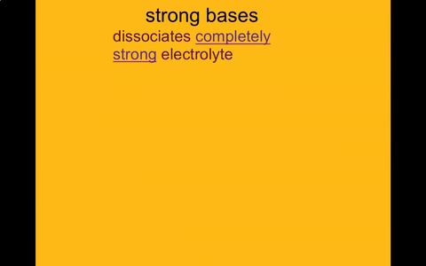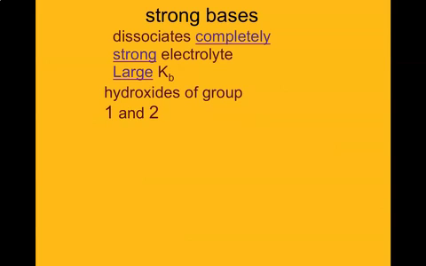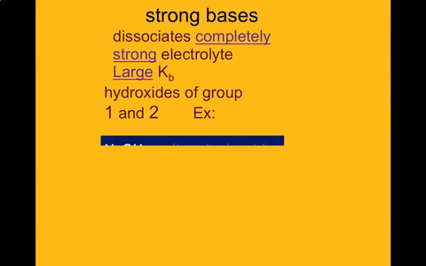For the bases, it has some similar properties for the strength. A strong base is going to dissociate completely, which means they're going to break apart in water, and they're going to be strong electrolytes. They'll have a large base dissociation constant, and how you remember these, there is a pattern to these. They're hydroxides of the groups 1 and 2. So anything in an alkali metal or an alkaline earth metal combined with OH.